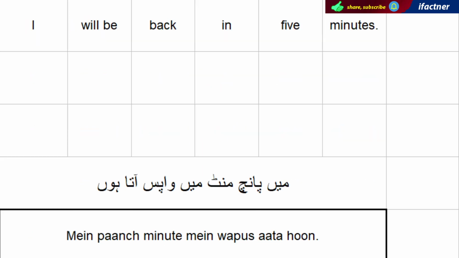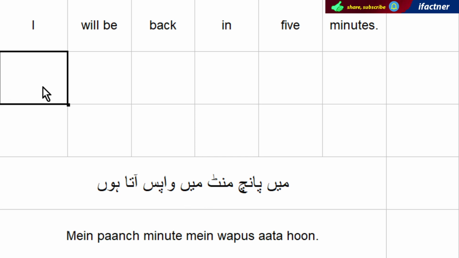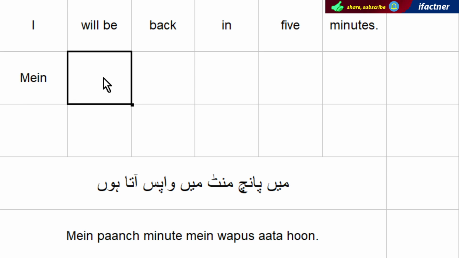Now the waiter says, I will be back in 5 minutes. In Urdu, मैं 5 मिनट में वापस आता हूँ. Now we will translate each and every word in the English sentence in Urdu. So, I is मैं. First I will translate it in Roman Urdu. Will be. Will be means ga.